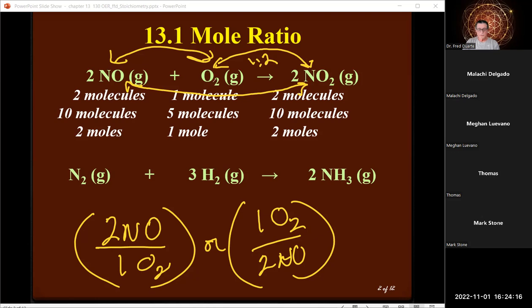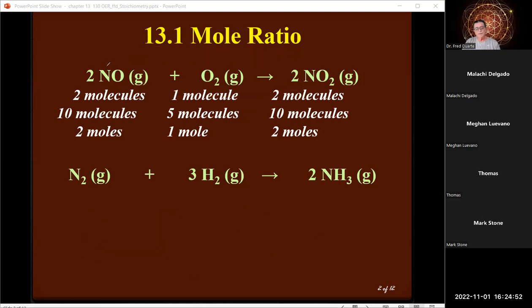And I say 1 to 2 because I'm going from oxygen to nitrogen dioxide. If I went from nitrogen dioxide to oxygen, it's a 2 to 1, okay? So here from NO2 to oxygen is a 2 to 1. And from NO to NO2 is a 2 to 2, or essentially a 1 to 1 ratio. Okay, and these ratios are important for us to make sure that those coefficients are correct, because those are the ratios that are going to get us from moles of NO to moles of oxygen.